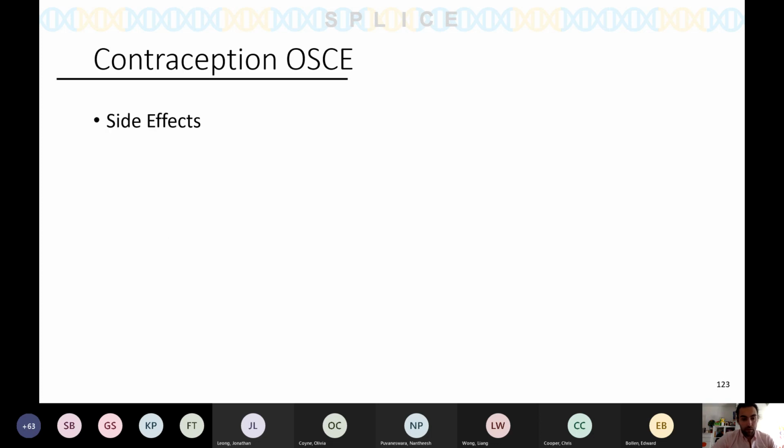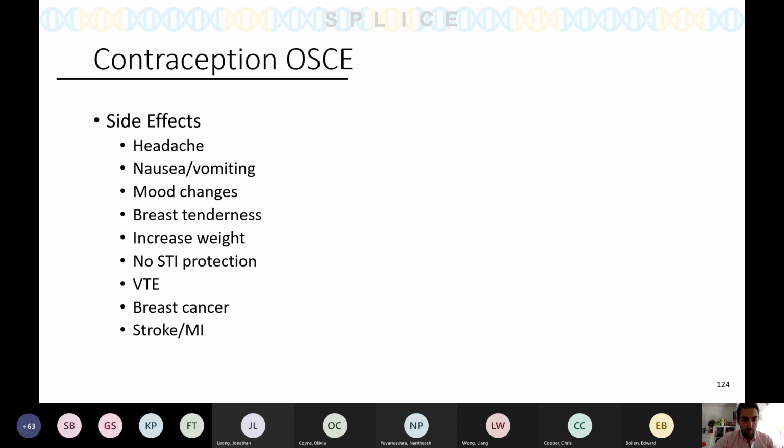Side effects. So side effects as long as your arm. I'm sure you all know them, but common ones to mention: you might get headaches, you might feel a bit sick, mood changes, breast tenderness, increased weight. They don't protect from STIs, breast cancer, stroke, MI, etc. So important things to mention as well.